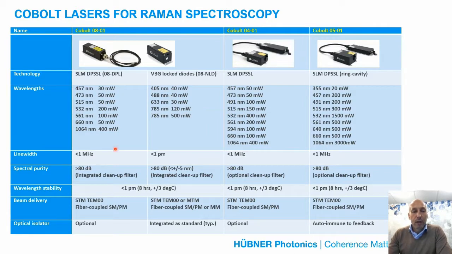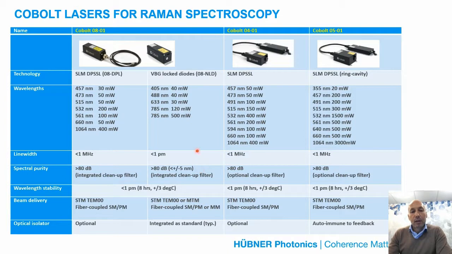The line width of the diode pumped lasers is specified to well less than a megahertz, and typically for the VBG locked diodes to less than a picometer. We're also specifying the spectral purity of these lasers of more than 80 dB with or without integrated cleanup filter, and we also specify how close to the main peak we're achieving this spectral purity. In case of the diode pumped lasers, we are achieving the 80 dB very close to the main peak, well less than 5 wave numbers, required for low frequency Raman spectroscopy. In the case of the VBG locked diodes, we are achieving 80 dB at plus minus 5 nanometers.